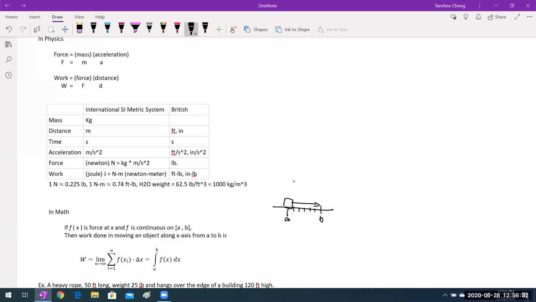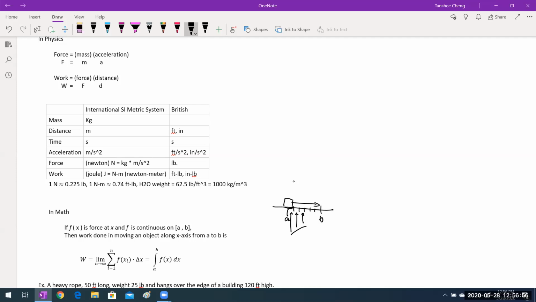So we want to talk about what is the work required to move this little distance, and this little distance, and this little distance, and we are adding all of these work together to get the entire work that needs to move this object from point A to point B. So that's basically the idea from the mathematics point of view.